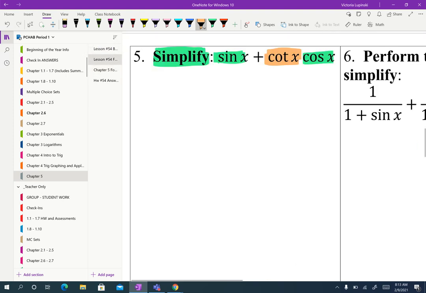So I'm going to rewrite that cotangent as a cosine over a sine. So this is now going to become the sine of x plus the cosine of x over the sine of x, and then that's being multiplied times the cosine of x. The one thing that I can see is that now at least it's all sines and cosines. So that's a good thing. This is the cosine over the sine, technically being multiplied by the cosine over 1. So I'm going to actually multiply them.